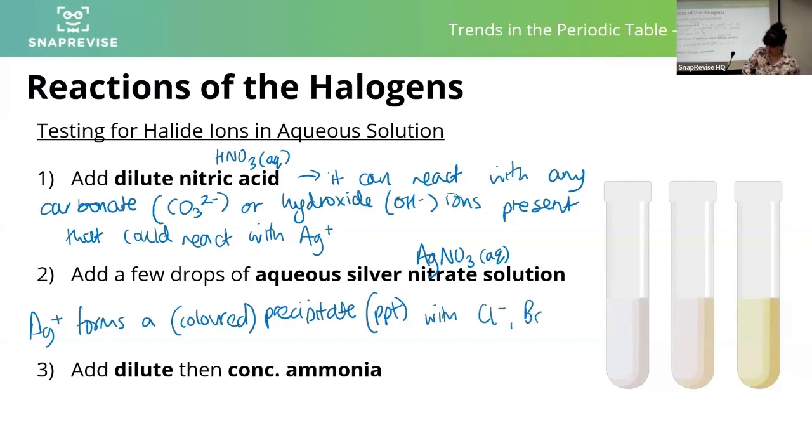The reason we use nitric acid and the reason we use silver nitrate is because all nitrate salts are soluble. So the nitrate will stay in solution whatever happens. And that means that, having gotten rid of the carbonate and the hydroxide, we're only ever going to get precipitates from our silver chloride, silver bromide, or silver iodide. Perfect.